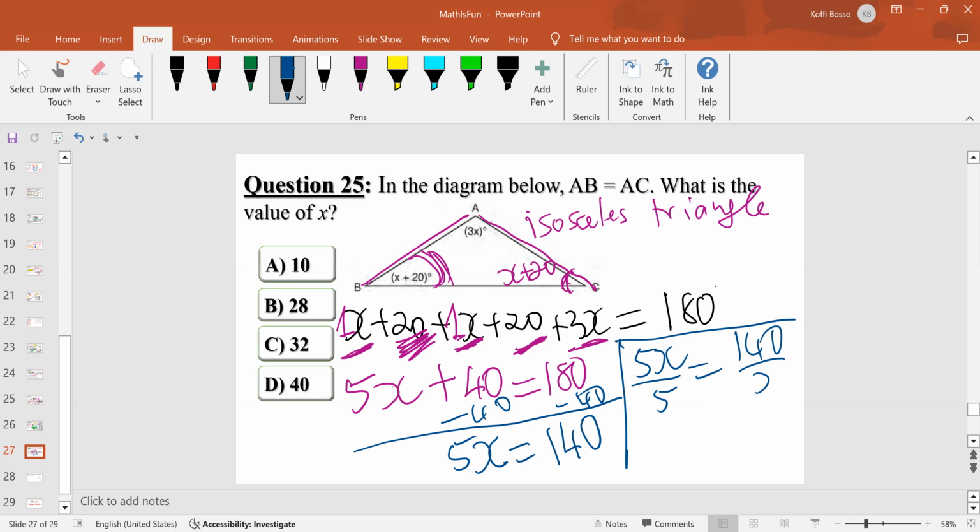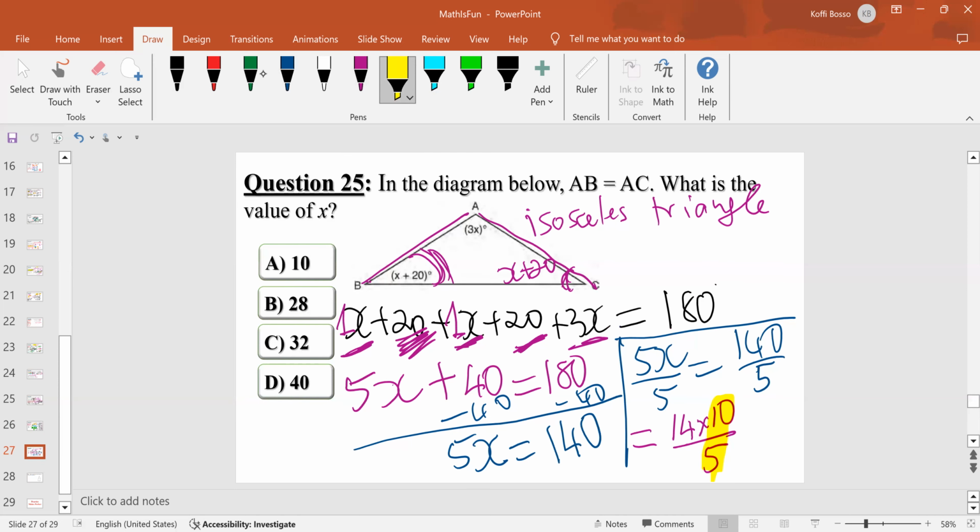5 by 5. To solve this question with no calculator, understand that 140 is the same as what? 14 times 10. Divide by 5. Look, if I divide 10 by 5, I get a 2. And 2 times 14 is 28. The correct answer here is B.